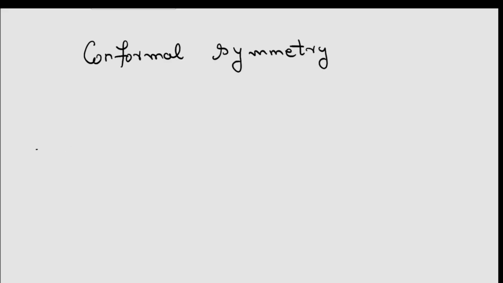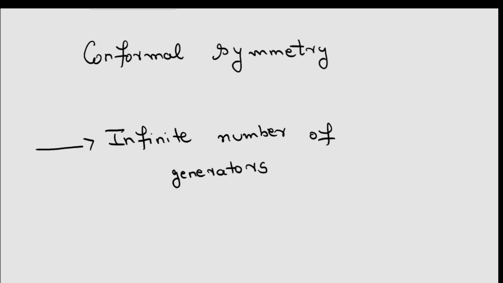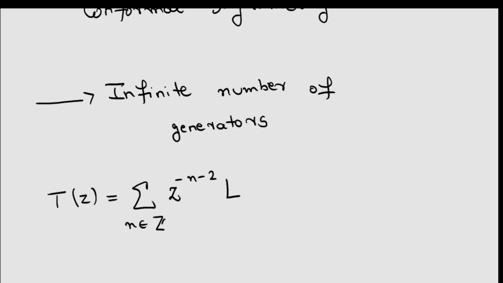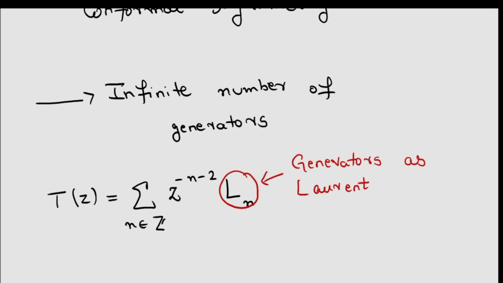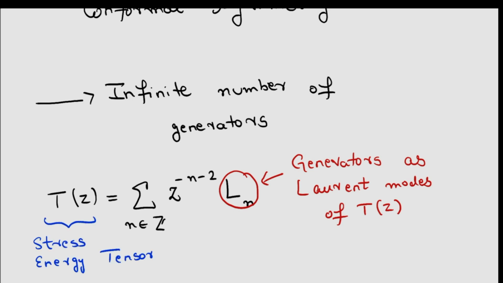Now, if the symmetry involved is conformal symmetry, then it turns out that two-dimensional conformal symmetry has infinite generators. These generators can be thought of as Laurent modes of a field. This field turns out to be the stress energy tensor. It is denoted as T(z), where z is the location of the field.